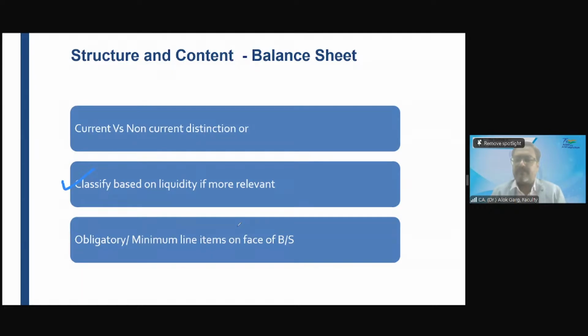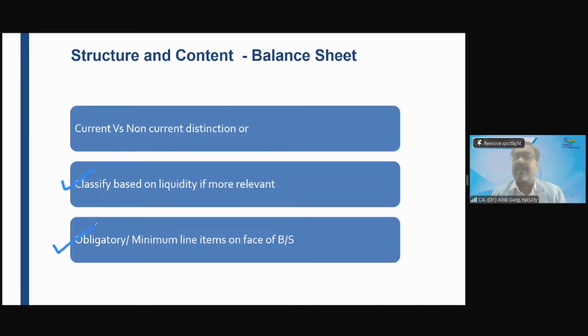Right? Current and non-current classification is mandatory as per the Companies Act, as per Schedule 3, as per Ind AS. But it allows you to classify on the basis of liquidity if more relevant. When does it become relevant? In case of liquidation, in case of not continuing as a going concern. When the company is preparing the financial statements on a realizable basis, then this classification on the basis of liquidity is relevant. Okay.